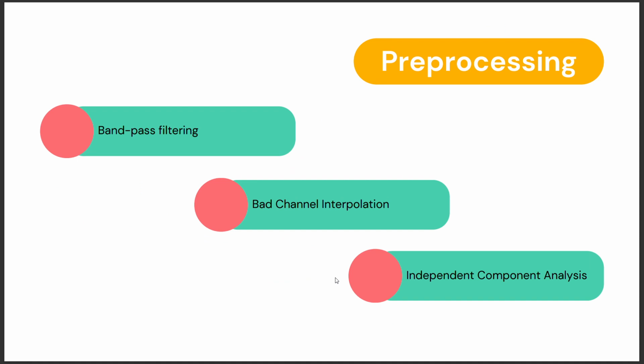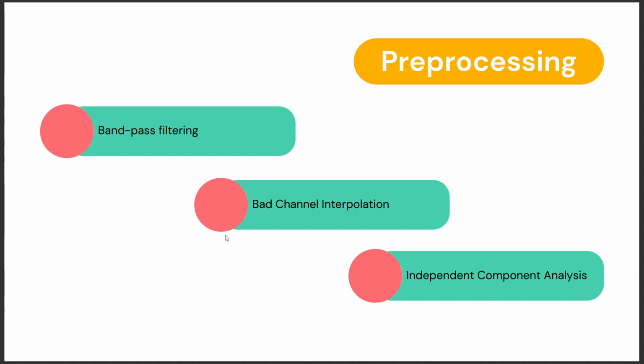Now, in the current study, the pre-processing pipeline consisted of these three steps. Firstly, bandpass filtering was done. A low-pass filter of 40 Hz and a high-pass filter of 0.1 Hz was applied. Hence, the resulting EEG signal contained frequency ranges between 0.1 to 40 Hz.